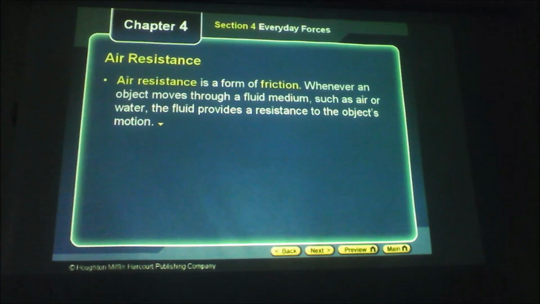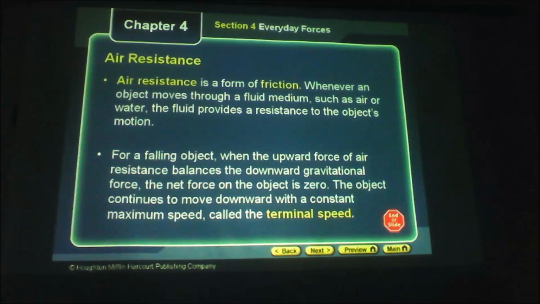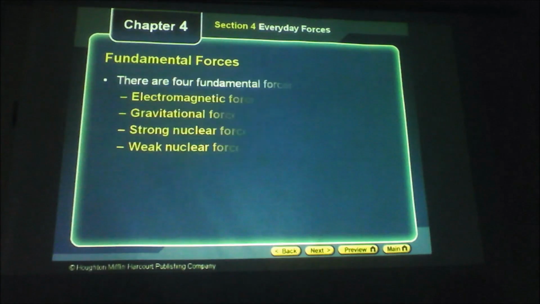Now let's talk about air resistance. Air resistance is a form of friction. Whenever an object moves through a fluid medium, such as air or water, the fluid provides a resistance to the object's motion. In fact, they have classes on this called fluid dynamics. For a falling object, when the upward force of air resistance balances out the downward gravitational force, the net force on the object is zero, and the object then continues to move downward with a constant maximum speed. When it reaches that maximum speed, that's called its terminal speed. You may have heard it called terminal velocity before.